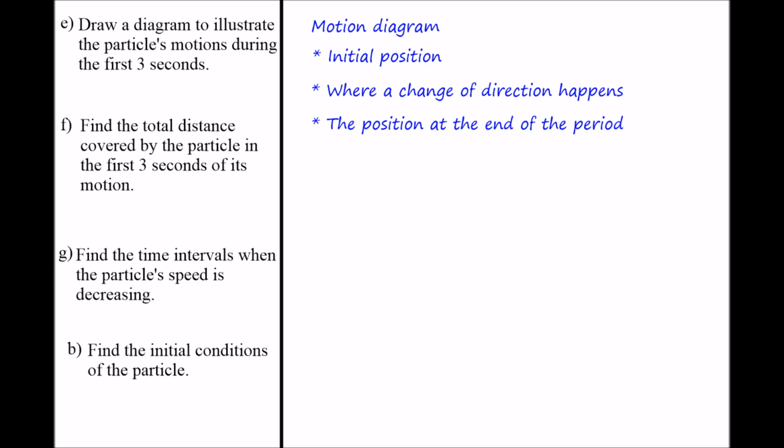The next part of the question asks us to draw a diagram to illustrate the particle's motion during the first 3 seconds. To draw a motion diagram, you need to know 3 things. You need to know the initial position, where a change of direction happens, and where the position of the object is at the end of the period, which is in this case 3 seconds.